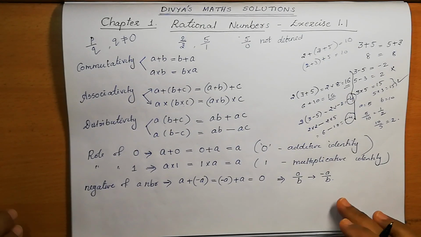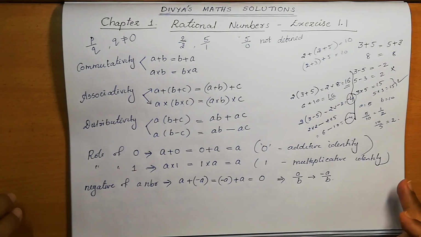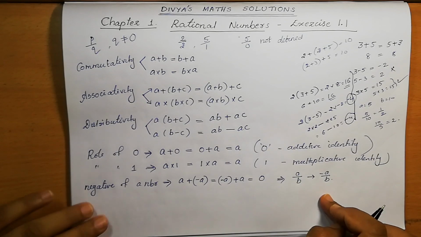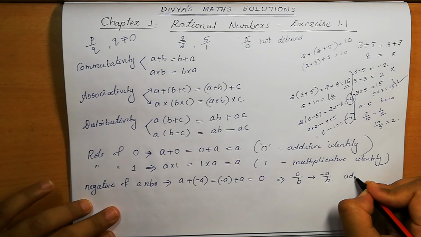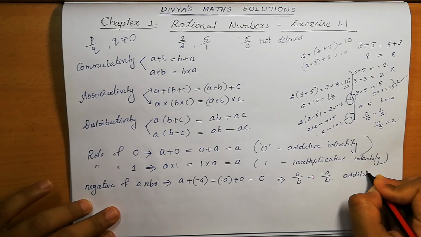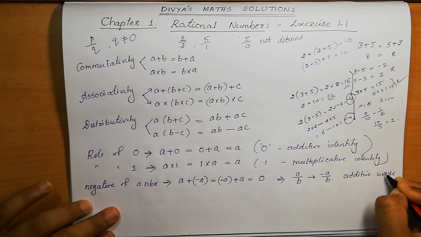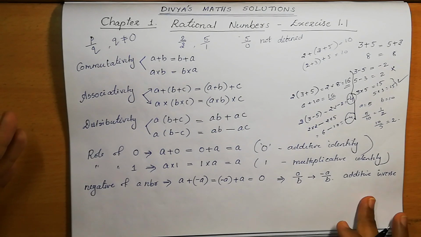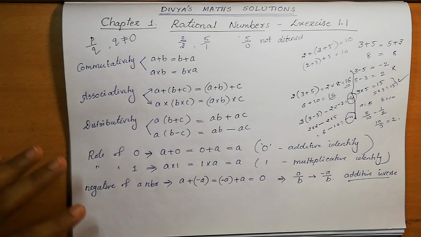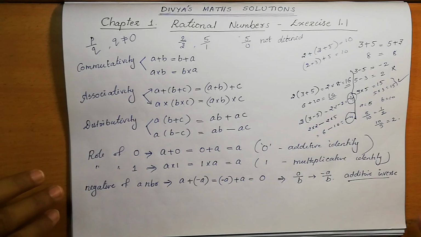Correct. If you are taking minus A by B, what is the negative of minus A by B? Plus A by B. Correct. So this is called an additive inverse. Plus becomes minus, minus becomes plus, that is the inverse only, right? So it is called an additive inverse. Suppose we get a question, what is additive inverse of rational number 2 by 3? So additive inverse of rational 2 by 3 is minus 2 by 3.